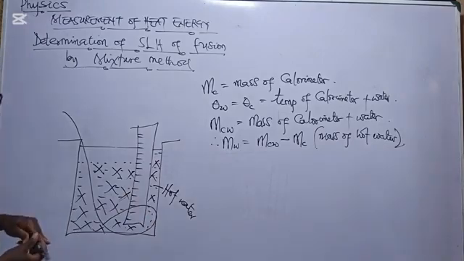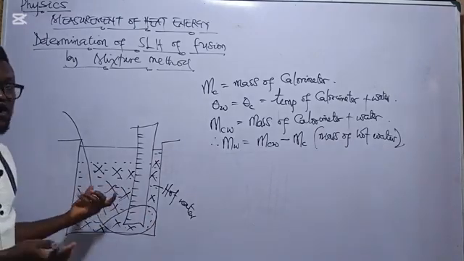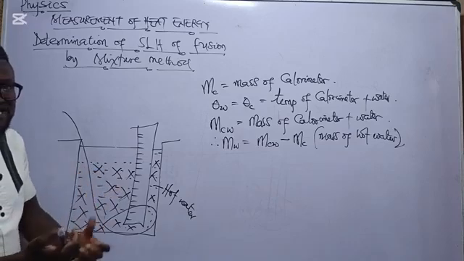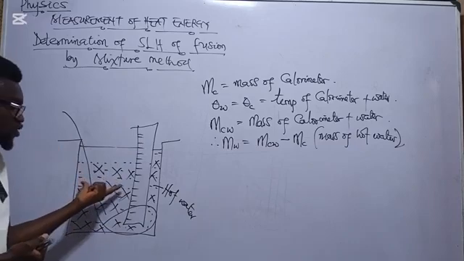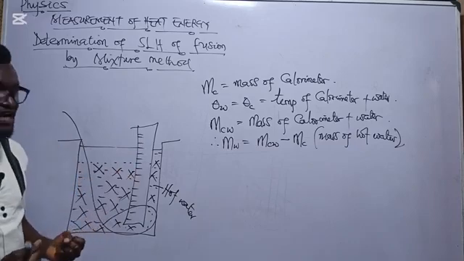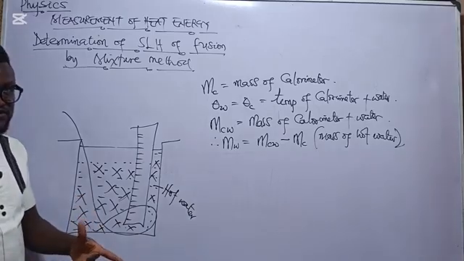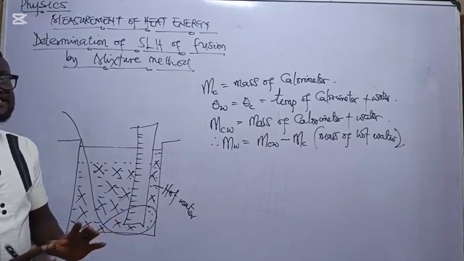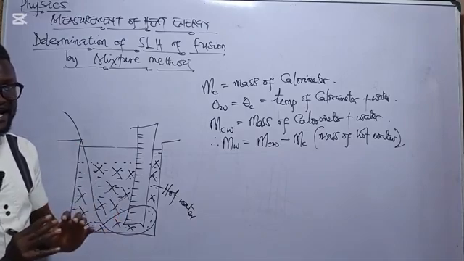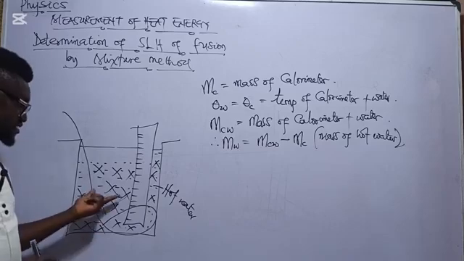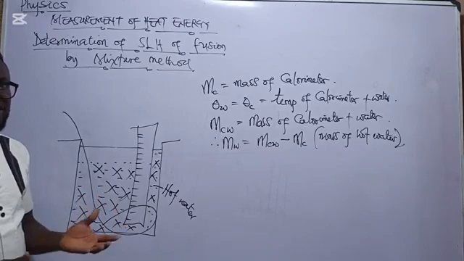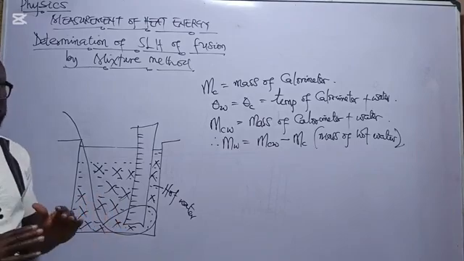You now see that the ice has contact with the hot water. So the ice will start to melt as it absorbs heat from the hot water as well as the calorimeter. It continues to melt until the whole of the ice is melted. Remember, melting takes place at a melting point. The melting point of ice is 0 degrees Celsius.